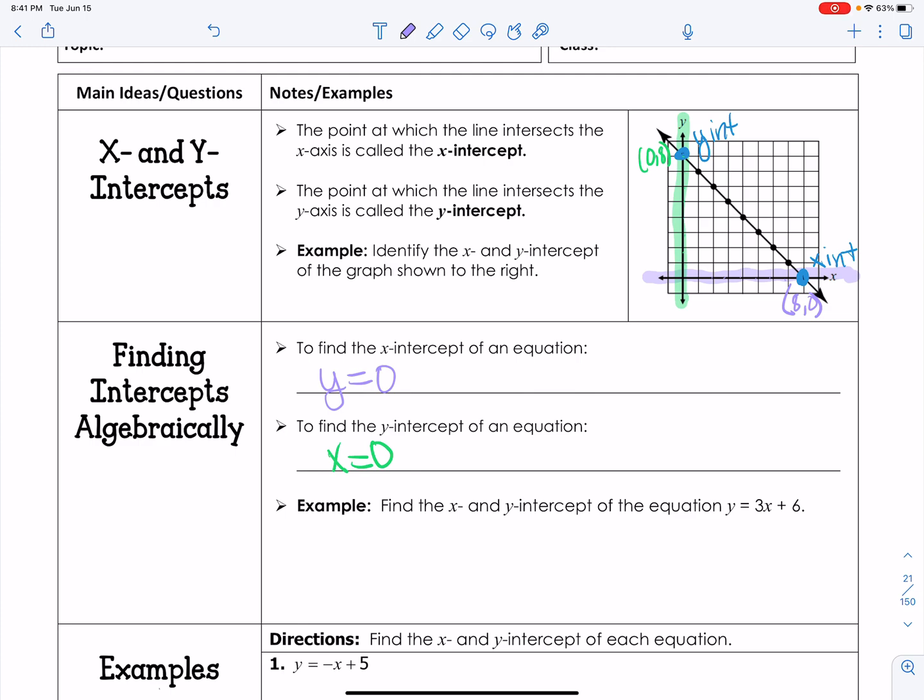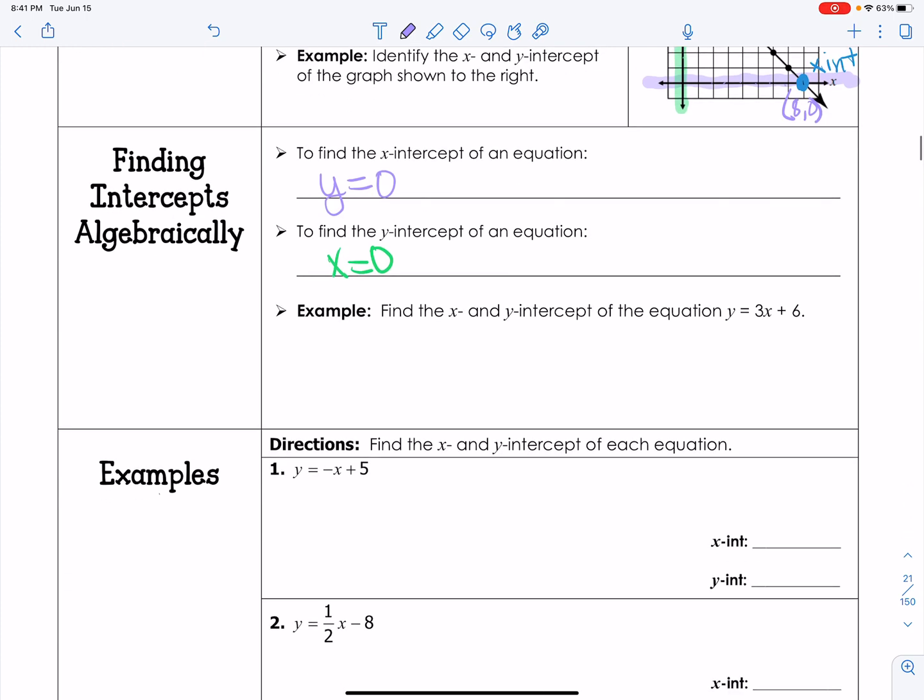So if you're finding the x and the y-intercept, let's take a look at this. If I find the x-intercept first, I'm going to take this equation and put in 0 for my y. So 0 equals 3x plus 6. I would minus 6 and I get negative 6 equals 3x. Divide by 3, and x equals negative 2. So that means it hits the x-axis at negative 2.